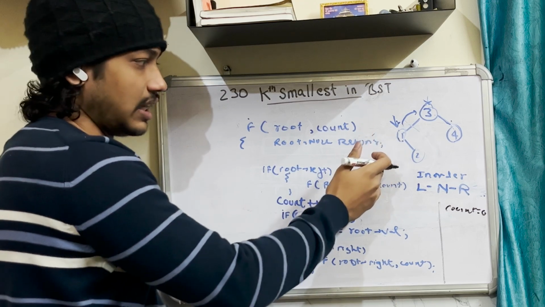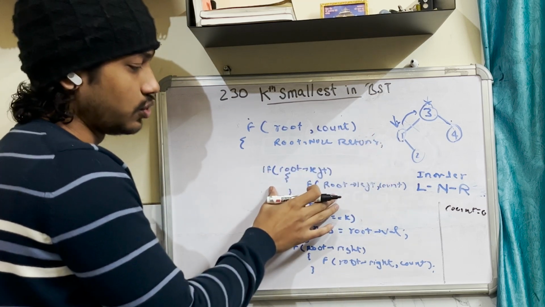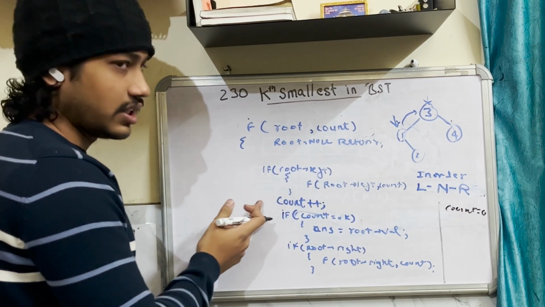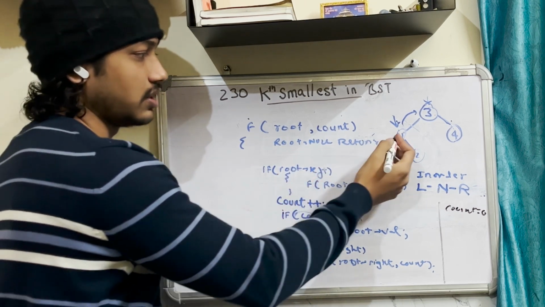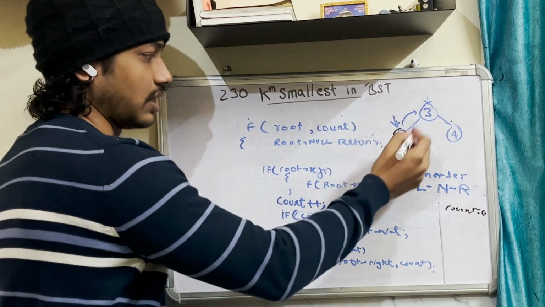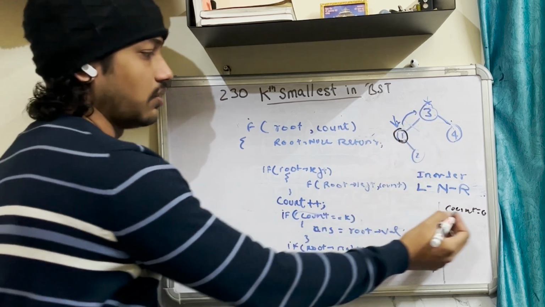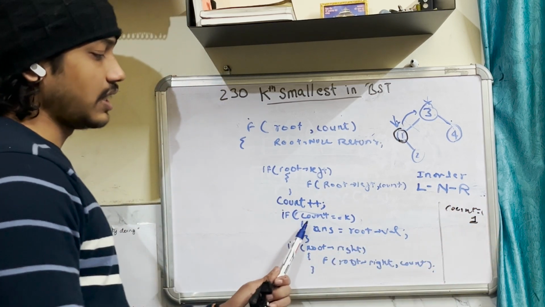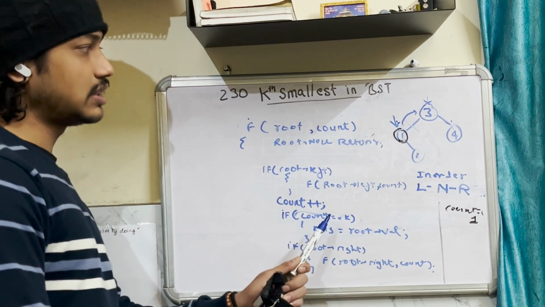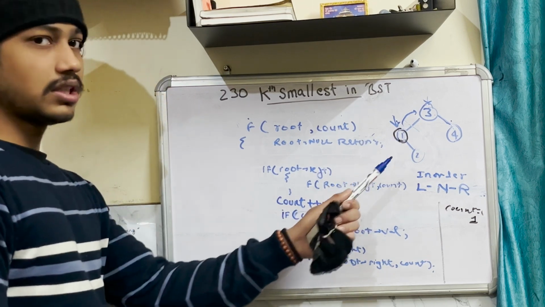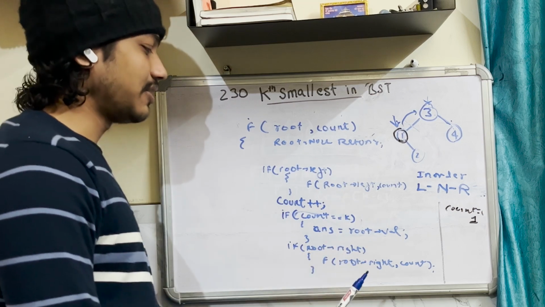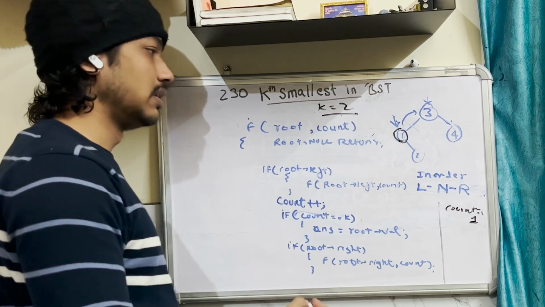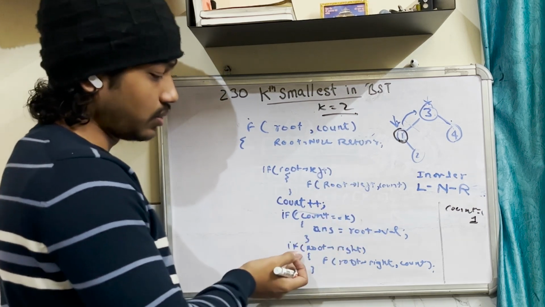For 1, we went left, it is not there, so we came back. With this, the if block won't work, so we'll increase count, because this is the first node you traversed here, and count will change to 1. Now we are checking if count equals k. Count is the rank of the smallest value that we have to return. For example, k equal to 2 means the second smallest value. No, it's not equal. We'll go to the right.